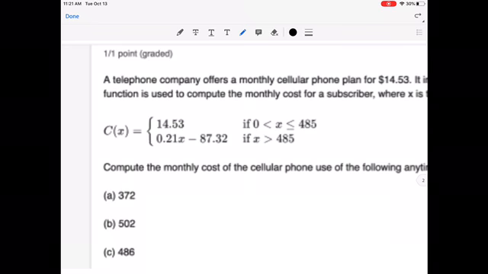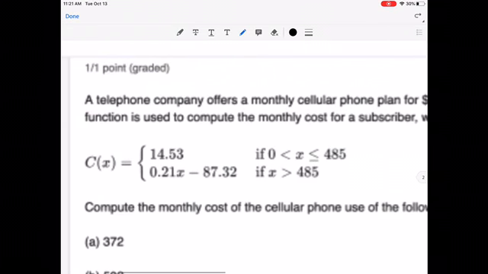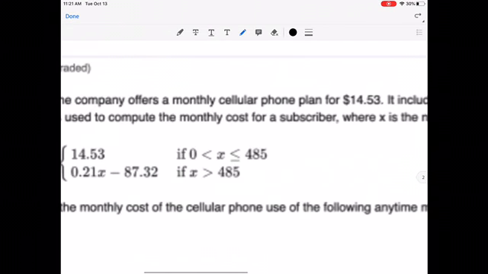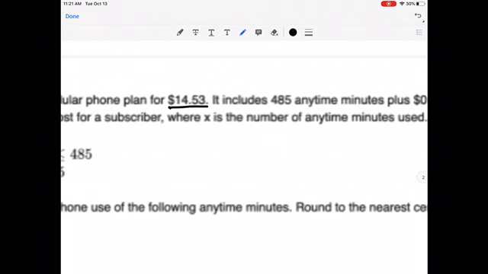And so I'm going to go through this problem, and hopefully looking at it through a word problem will help make sense. And so we have a telephone company that is doing a cell phone plan that charges you $14.53. Now you only have to pay that as long as you use only 485 minutes or less. Okay? Now, as long as you do that, you only pay the $14.53 per month.